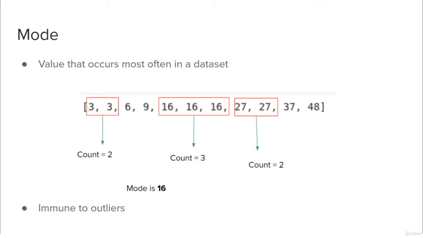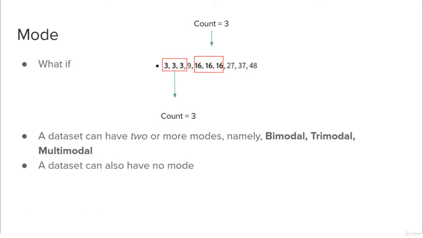It's as simple as that. It's also immune to outliers, so we can also use this for getting a better understanding of our data. So what we learned till now is that we got a sense of our mean, the average, we got a sense of the middle value, and we got a sense of which value is the most repetitive in the dataset. Now, there is a certain condition we need to understand in mode.